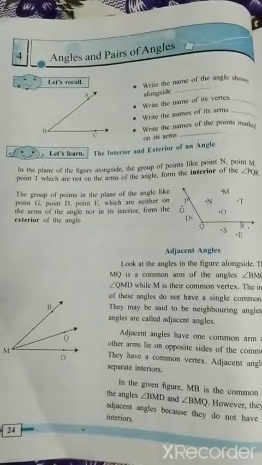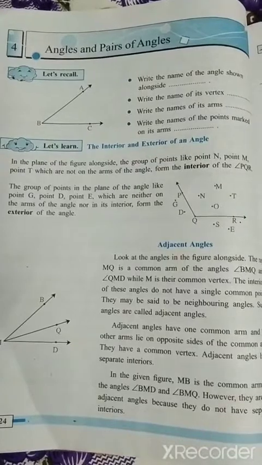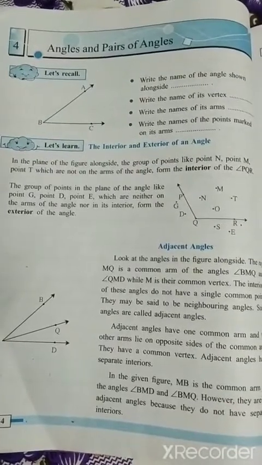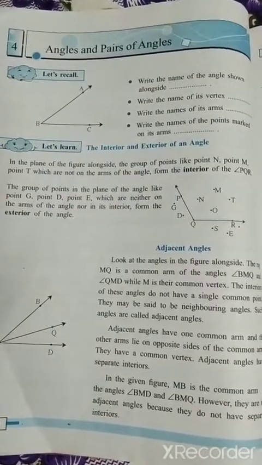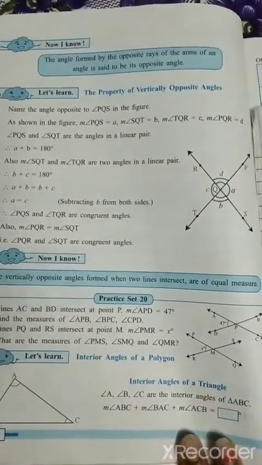Good day, students. We have started with chapter number 4, that is angles and pairs of angles. Up in this chapter we have completed up to practice set 19. Today we will continue with the same, that is practice set 20. So practice set 20 is based on the property of vertically opposite angles.